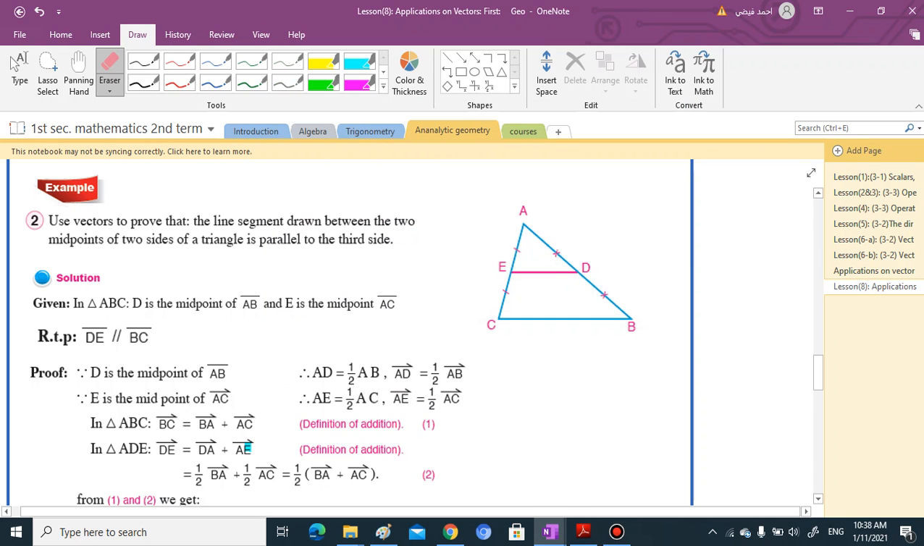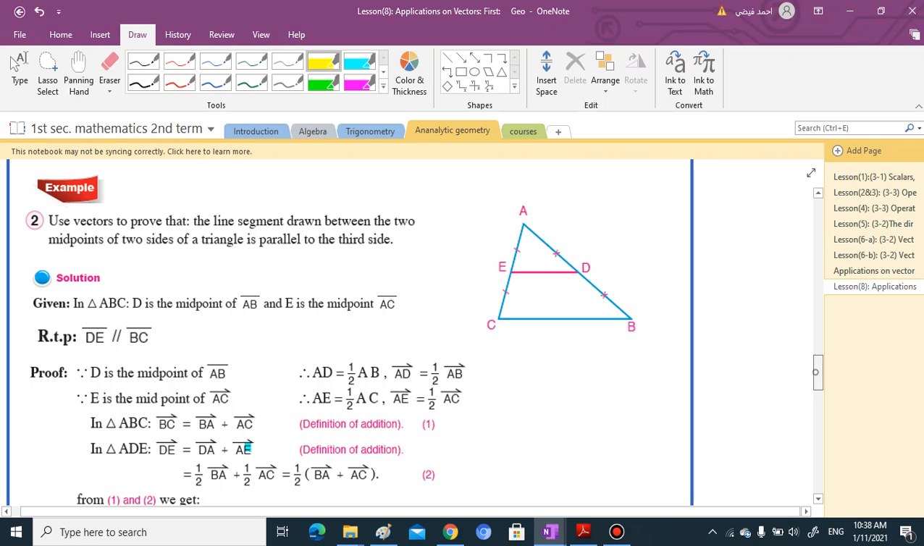Example: use vectors to prove that the line segment drawn between the midpoints of two sides of a triangle is parallel to the third side. So this is the example we want to prove. If we have triangle ABC, where D is the midpoint of AB and E is the midpoint of AC, by using vectors we want to prove that ED is parallel to BC.